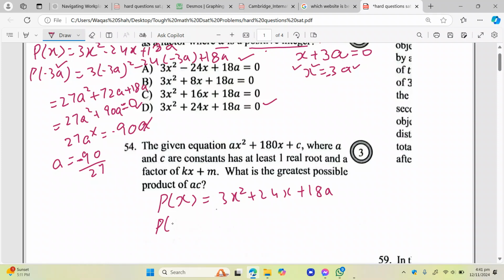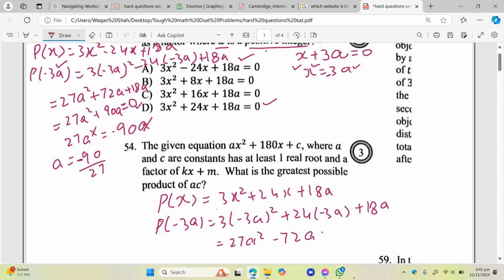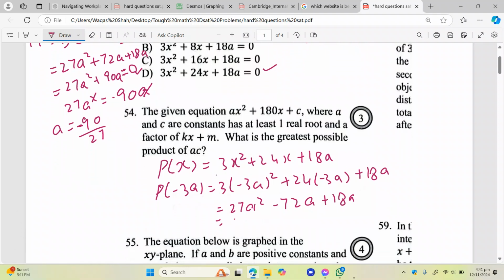So it will be p of minus 3a is equal to 3 times minus 3a square plus 24 times minus 3a plus 18a. If you calculate this, it will be 27a square, minus 72a, and 18a. And if you add the like terms, this must be equal to 0, since minus 3a is a zero of the polynomial, so the whole thing must be equal to 0, right, using the factor theorem. So it will be 27a square, and adding these two, it will be minus 54a, and this must be equal to 0, right?